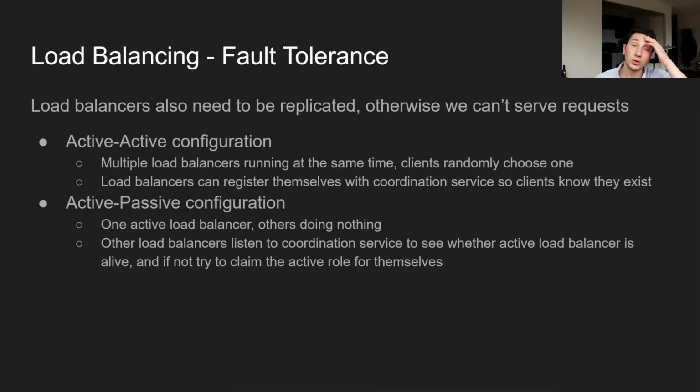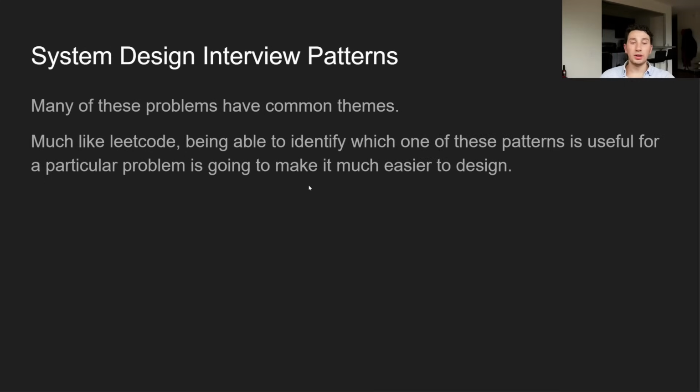Number 2 is active-passive configuration, where you're basically doing something similar. Every load balancer is registered with a coordination service, but only one of them is actively routing requests. And then if that goes down, the coordination service is going to report that it's down via some sort of heartbeating with it. And then the passive one is going to say, okay, I'm the active one now, all requests can go to me.